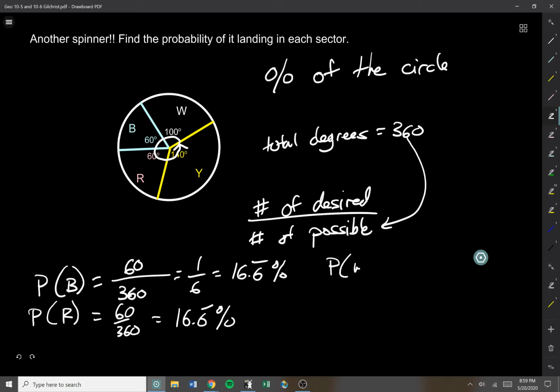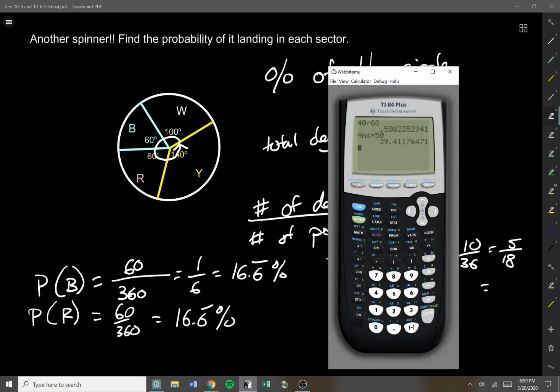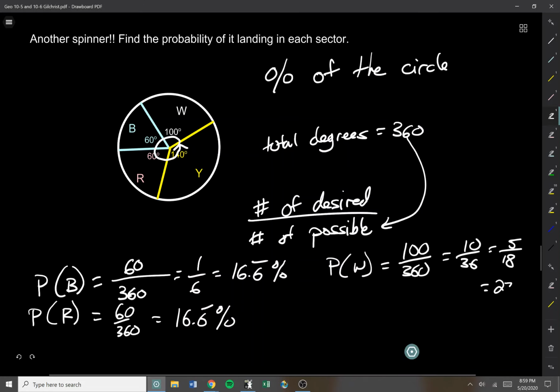White is going to be 100 out of 360, which reduces to 10 out of 36, which is 5 out of 18. I don't know what that percentage is. Is it 40? No. Let's find out. 27.7%. I was way off.